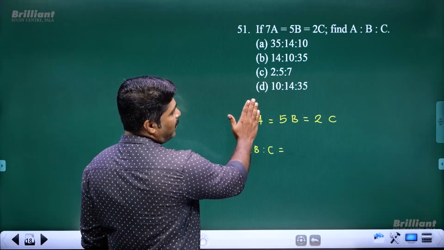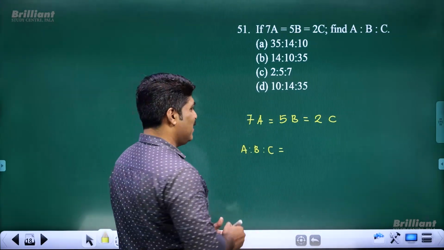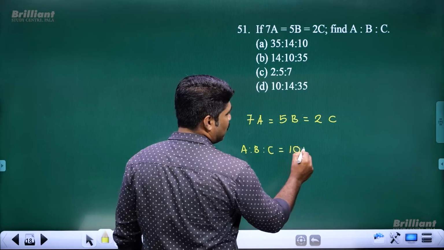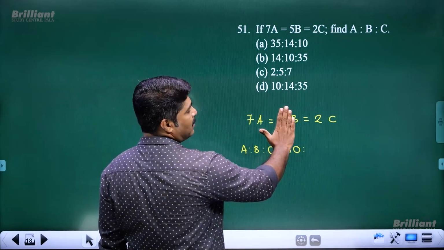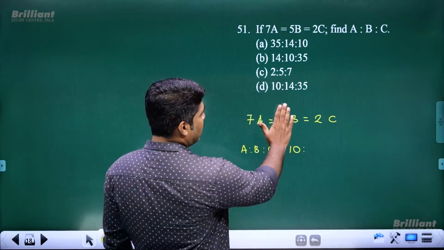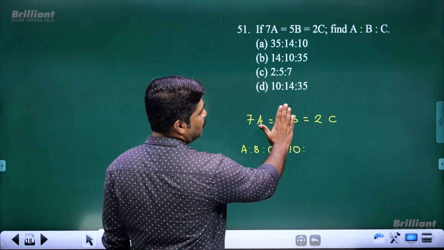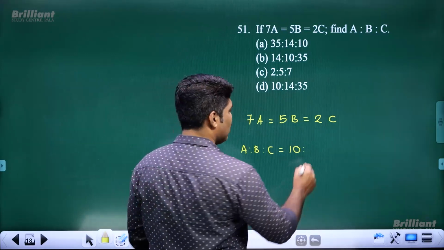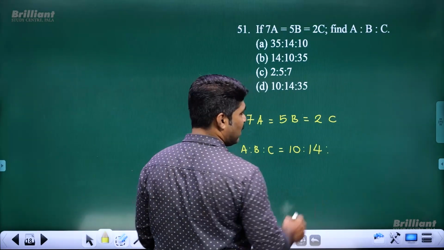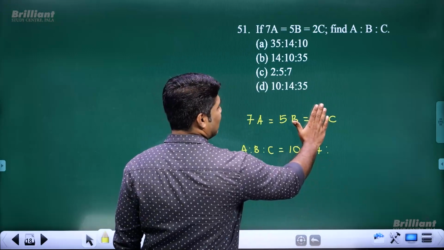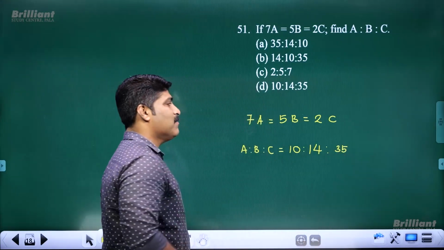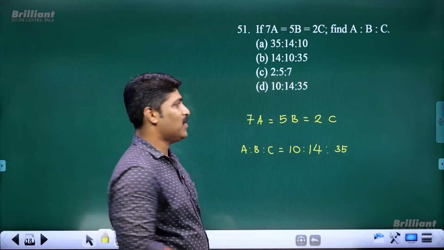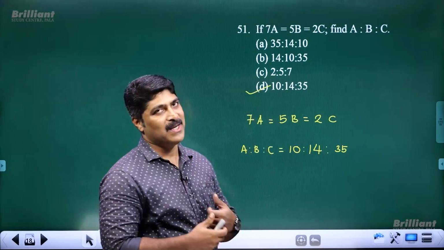Now you can see 5 and 2. Just multiply them together: 5 into 2 is equal to 10. For getting the value for b, you hide the b part. Now you can see the coefficients 7 and 2, and the product of 7 and 2 is 14. Clear? And the last one, just hide it: 7 into 5 is equal to 35. This is the easiest approach. Here the answer is 10 is to 14 is to 35.